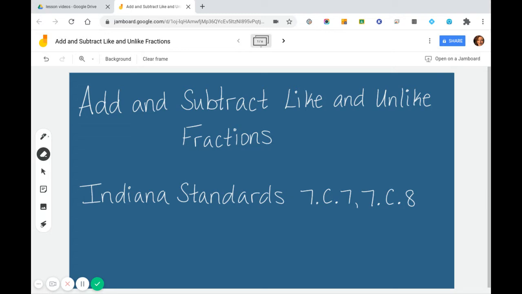I have taught 7th grade for a long time, and I know typically middle school kids, well, let's face it, anybody, we tend to feel more comfortable with decimals than with fractions. But we are going to keep fraction problems as fractions.